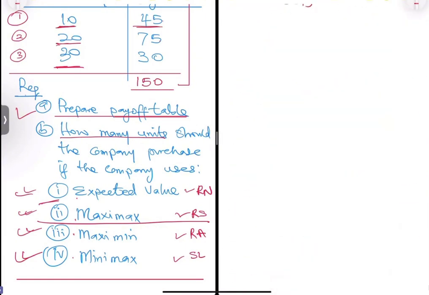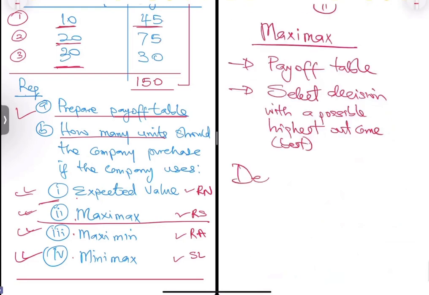So for Maximax, the decision would be to buy 30 units.